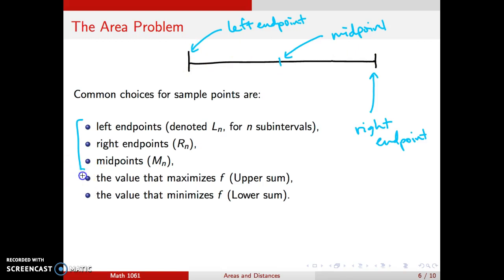Now these last 2, there's some value in here where f is going to be maximized, or some value in here where f is minimized. If we have a continuous function on a closed interval, we know for sure that such a point is going to exist by extreme value theorem. But we don't know where it is unless we know something about the function. So maybe it's over here, maybe it's over there for a maximum or a minimum. We don't know yet. So these 2 options are much trickier. It's much more formulaic and quicker to compute for the first 3, left, right, or midpoint.